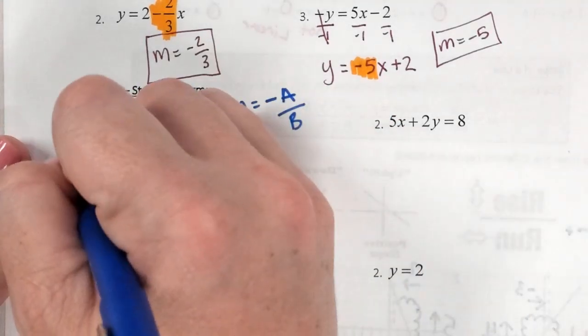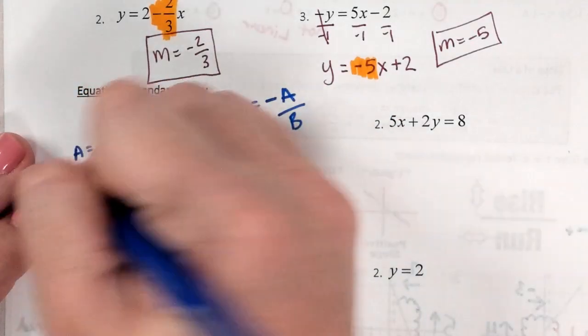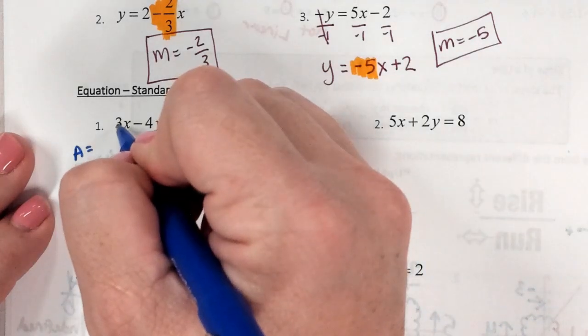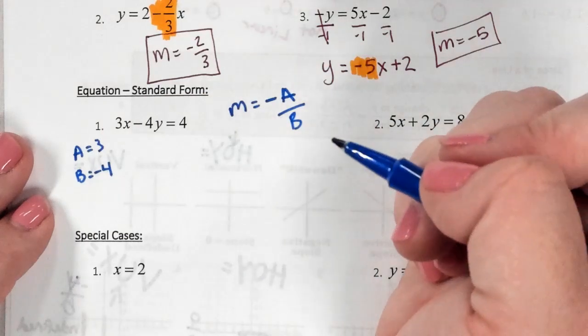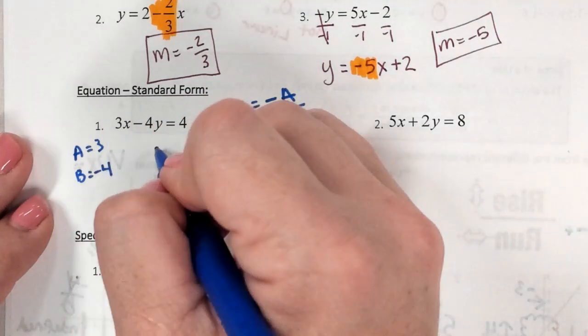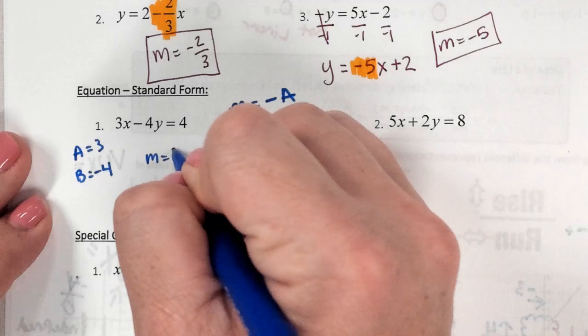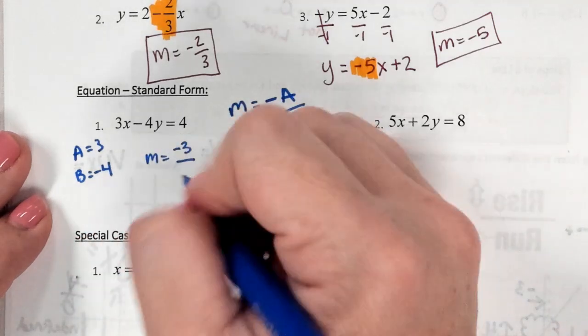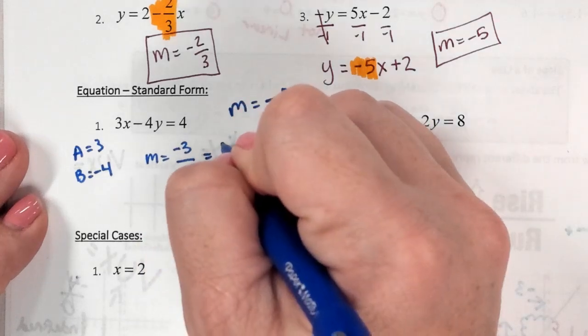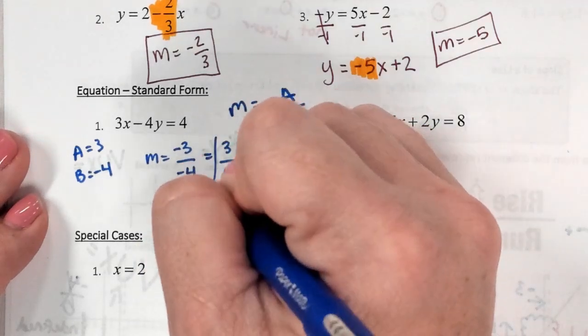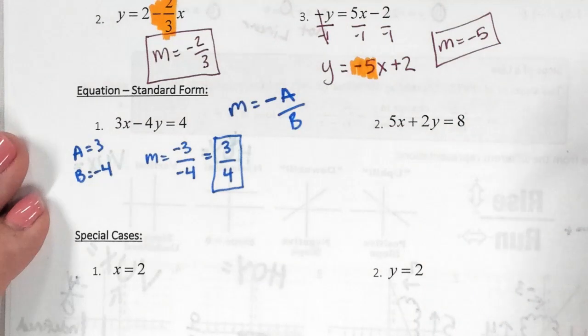So here, what's my a, what's my b? A is 3, b is -4. So what's the opposite of positive 3? Negative 3 over exactly b, which is -4. 2 negatives make a positive. So my slope is 3/4. Why would we change a, but we don't change b? Because that's just the formula for it. Opposite of a over b.